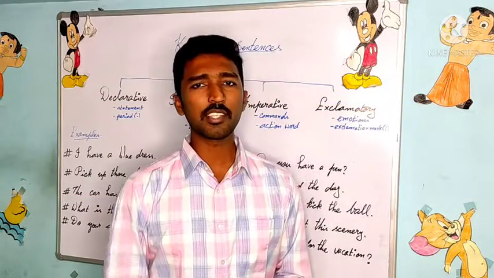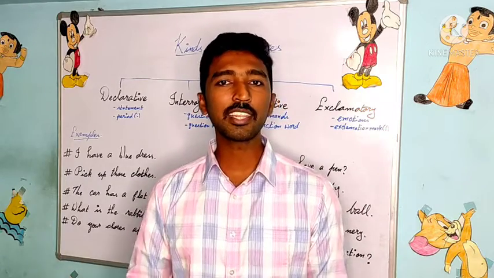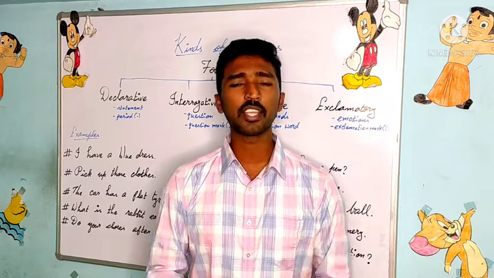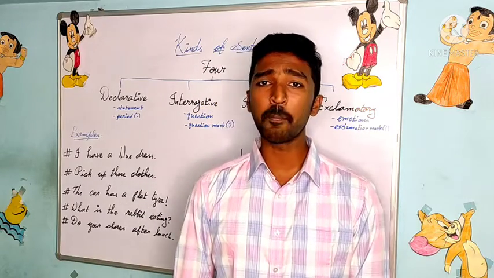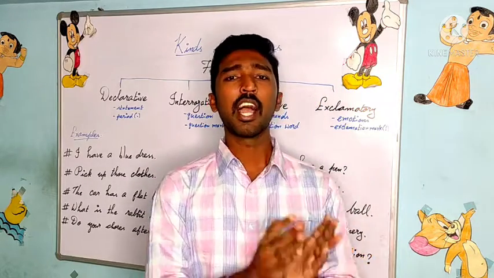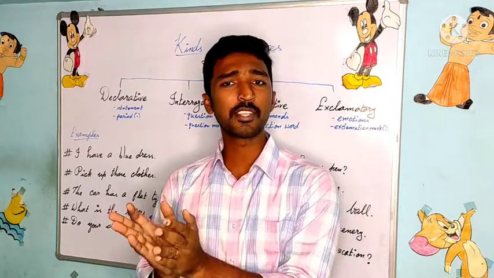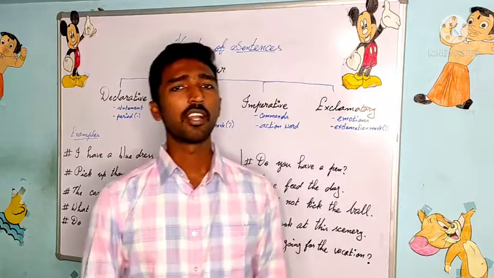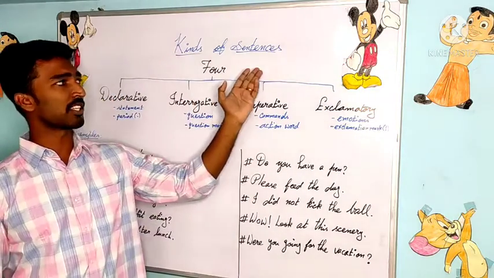Sentence. What is a sentence? A sentence is nothing but a group of words joined together to give a complete idea. Yes, it expresses a complete thought. It has a subject and a verb and it expresses the complete idea. That is called a sentence.